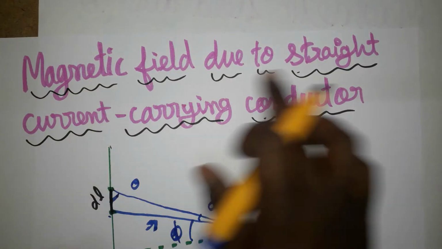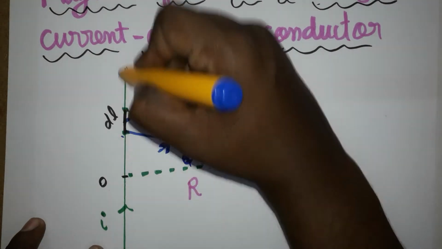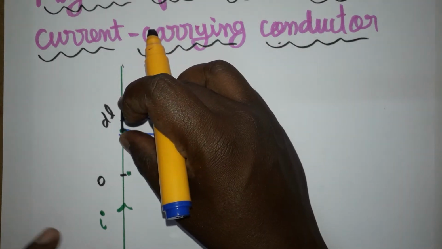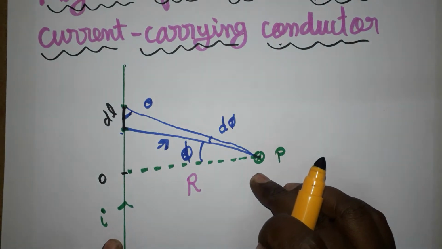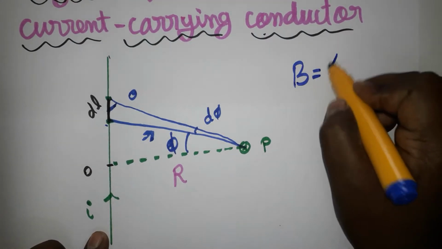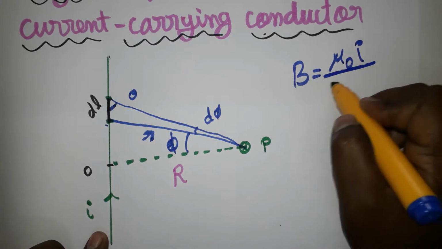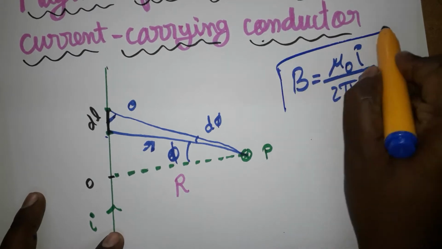Today we are going to learn the magnetic field due to a straight current-carrying conductor. Here this is a wire, current I is flowing, and I have taken a small length dl. Because of this wire, how much magnetic field will be produced at this particular point? B is equal to mu naught I divided by 2 pi R. This equation only we are going to derive.